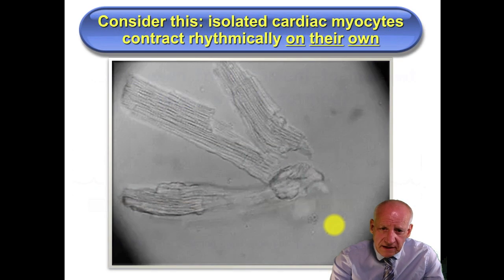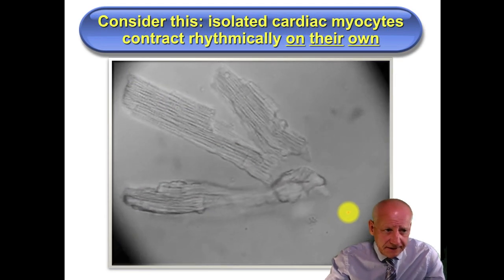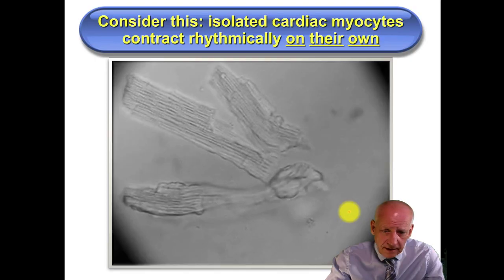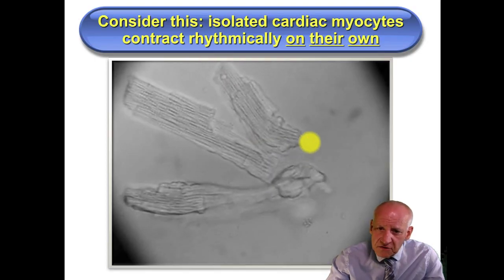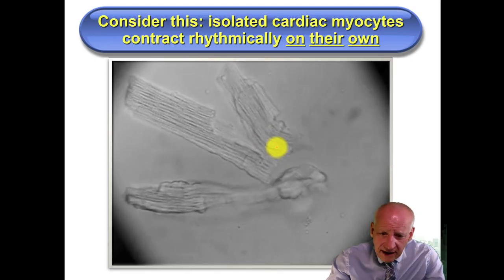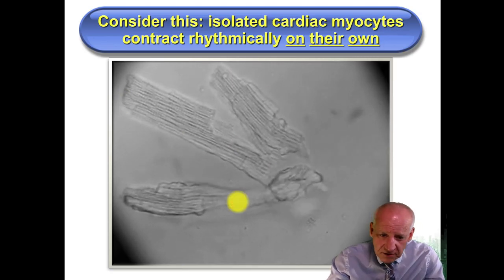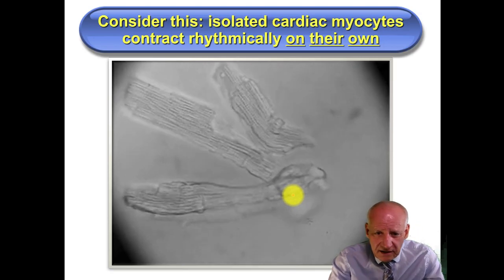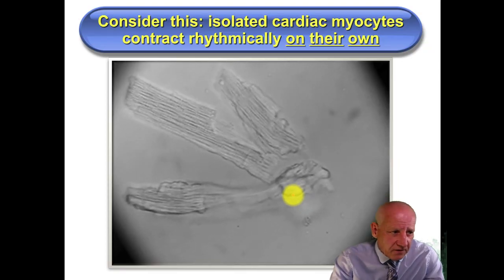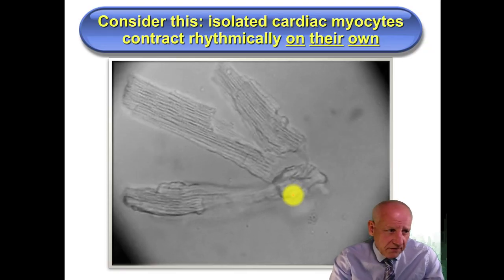Consider the isolated cardiac myocyte sitting in a dish of fluid. It can spontaneously contract with an inherent rhythm all its own. This one happens to be dead, but this one and this one are alive, and notice that they are spontaneously contracting with an inherent rhythm all on their own.